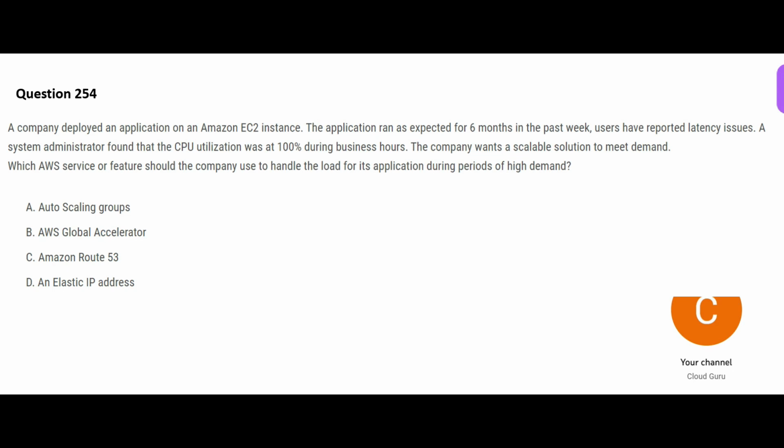So, if you are buying a product made in China, what happens? In the initial days, it works well. After some days or weeks, it stops performing or becomes kind of slow. Same thing is happening here. You had an EC2 instance, it ran for 6 months and now it is giving you latency issues. And they have also found out that the CPU utilization is 100% during business hours. So they want a scalable solution.